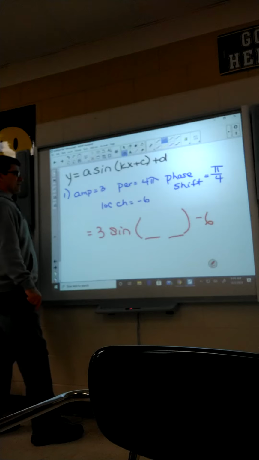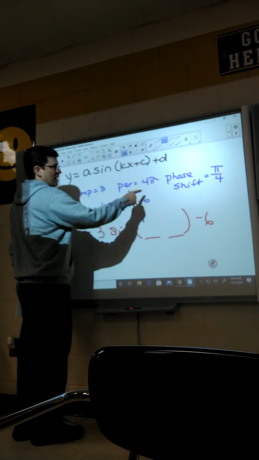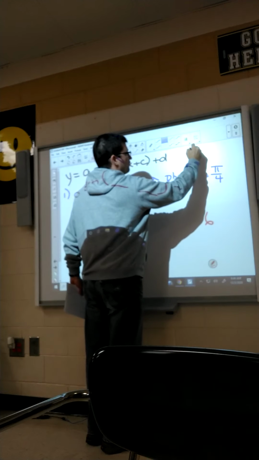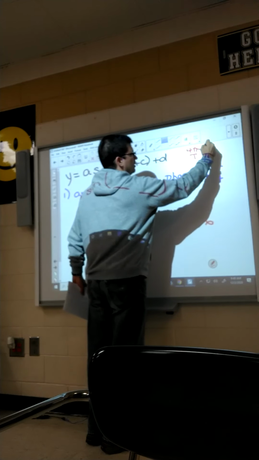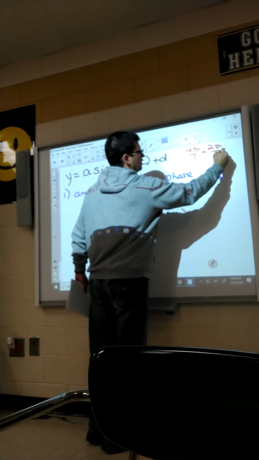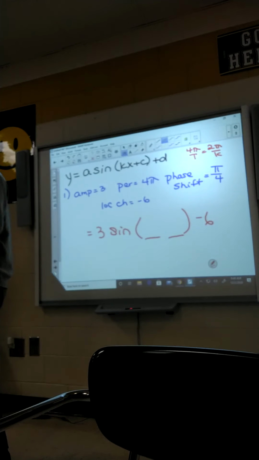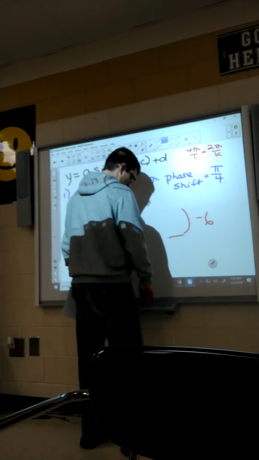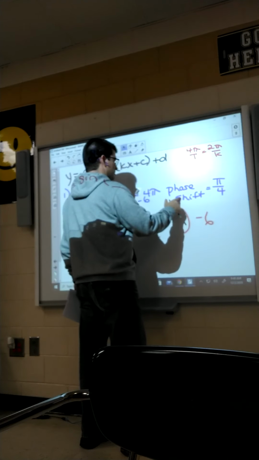I've got to find this number. I'm going to use what they give me for period, which is 4 pi. 4 pi over 1 equals 2 pi over k. Write that down. You're going to do that every time to find that first number. Now from here I just got to cross multiply and divide, and I'll be done. So I can bring this down a little bit.